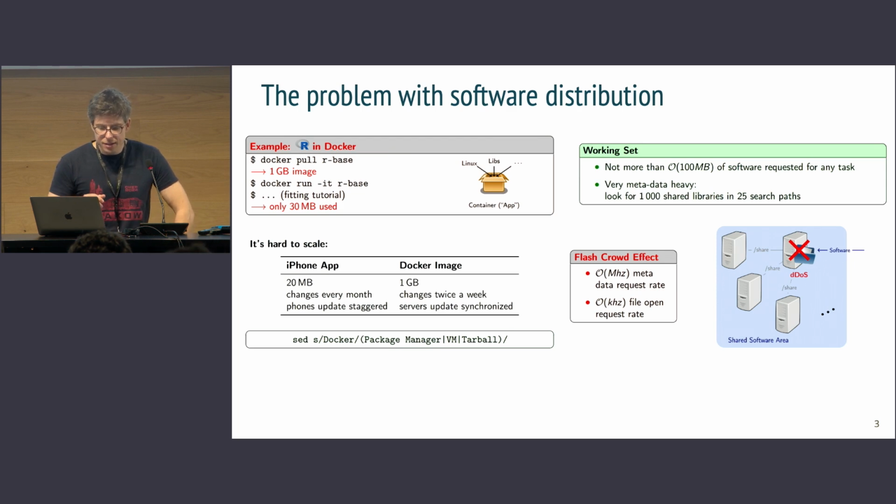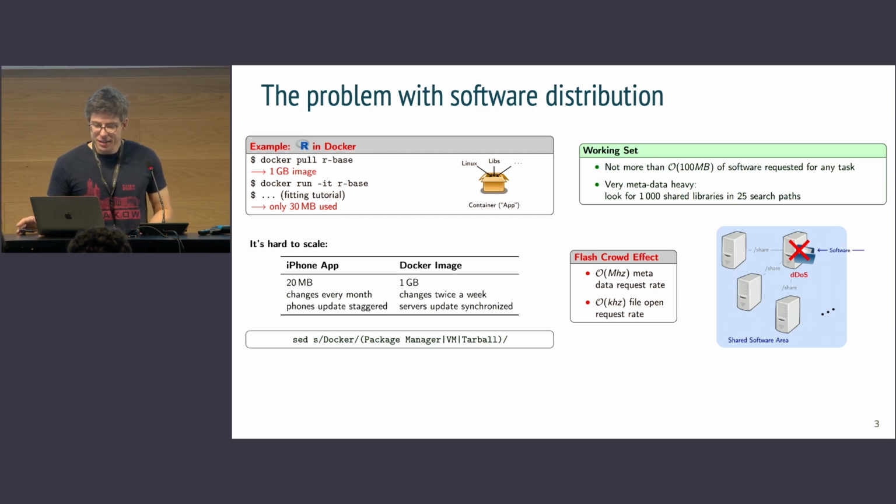The next thing that is hard to scale is batch computing and supercomputing. If you have an app on your phone, this maybe changes every month, which is not so big, and the updates also tend to be staggered. But if you do the updates on your whole cluster, cloud, supercomputer, or whatever, and you use some shared file system or server, this essentially turns your cluster into a distributed denial of service attack wherever you distribute your software.